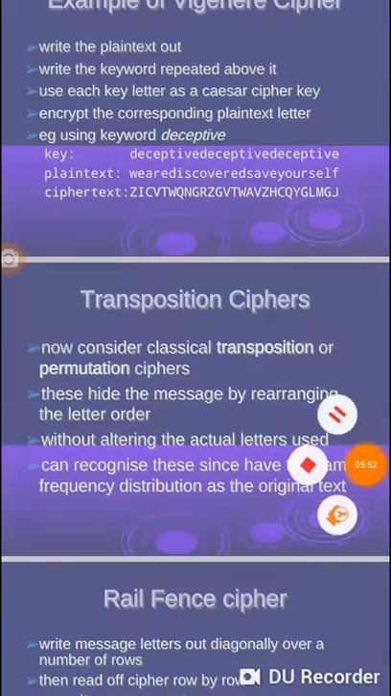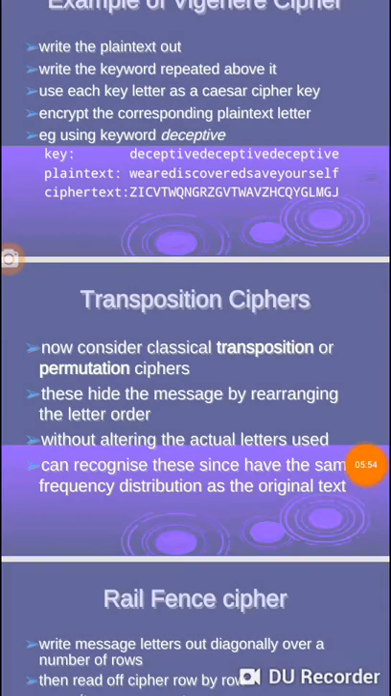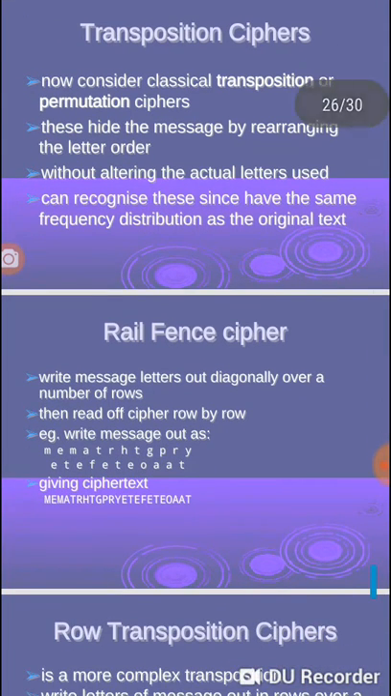Now the transposition ciphers. How do transposition ciphers work? This is the difference between substitution and transposition ciphers. Consider the classical transposition or permutation ciphers. These hide the message by rearranging the letter order without altering the actual letters used, and they can be recognized since they have the same frequency distribution as the original text. The first type is the rail fence cipher.